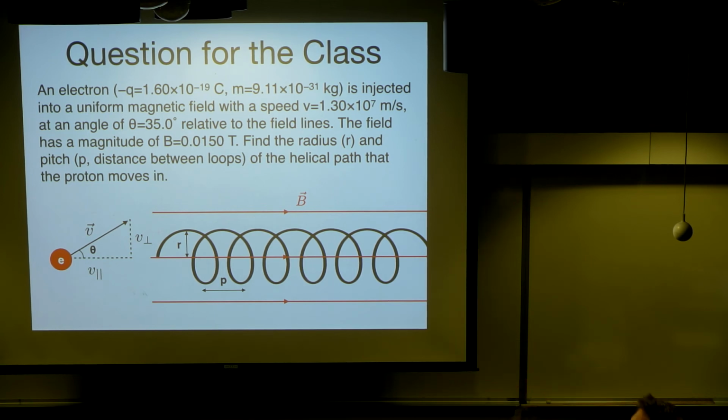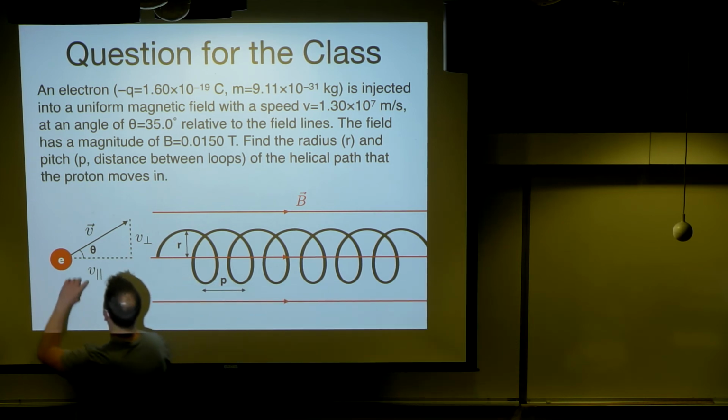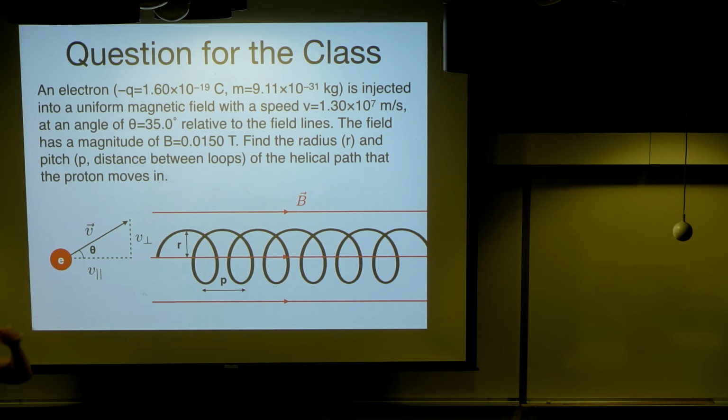So we have an electron here, and we know the mass and charge of an electron. We're going to put this electron into a magnetic field, and we'll start it off with a speed of 1.3 times 10^7 meters per second. But we'll make it come in at an angle of 35 degrees relative to the B field line. So our velocity of the electron is like this. Our B field is like this. There's an angle of 35 degrees between them. The strength of the B field, by the way, is 0.0150 Tesla.